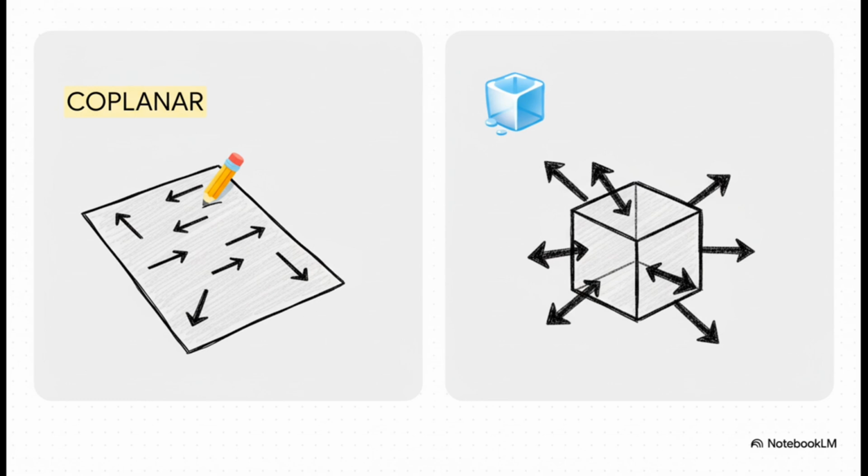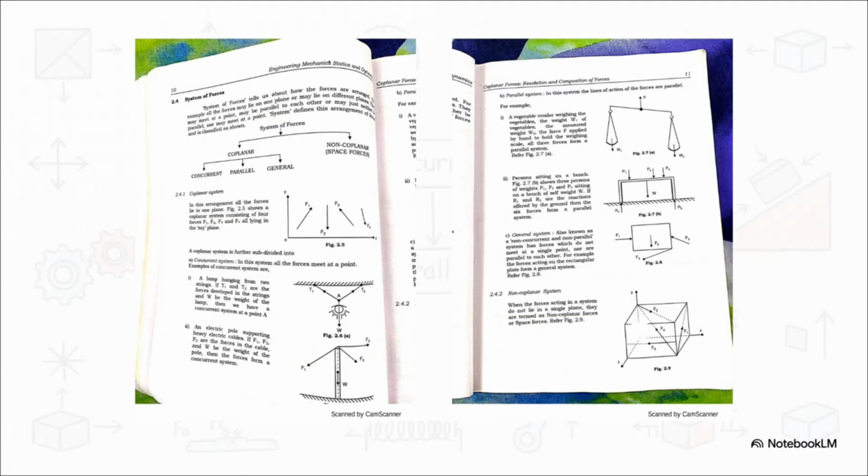First, you've got coplanar forces. That just means all the forces are lying on the same flat plane. The easiest way to think about it is like a drawing on a piece of paper. Then you have non-coplanar forces. These are the ones acting in 3D space, which, let's be honest, is how most forces in the real world actually work.